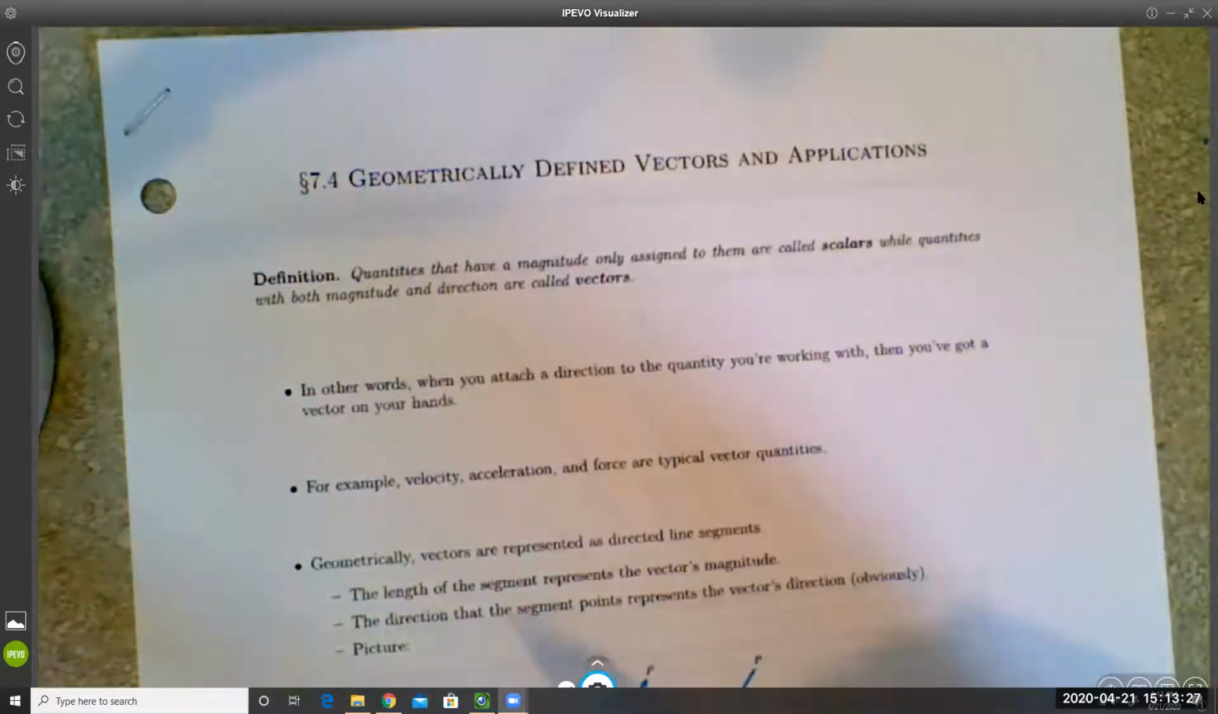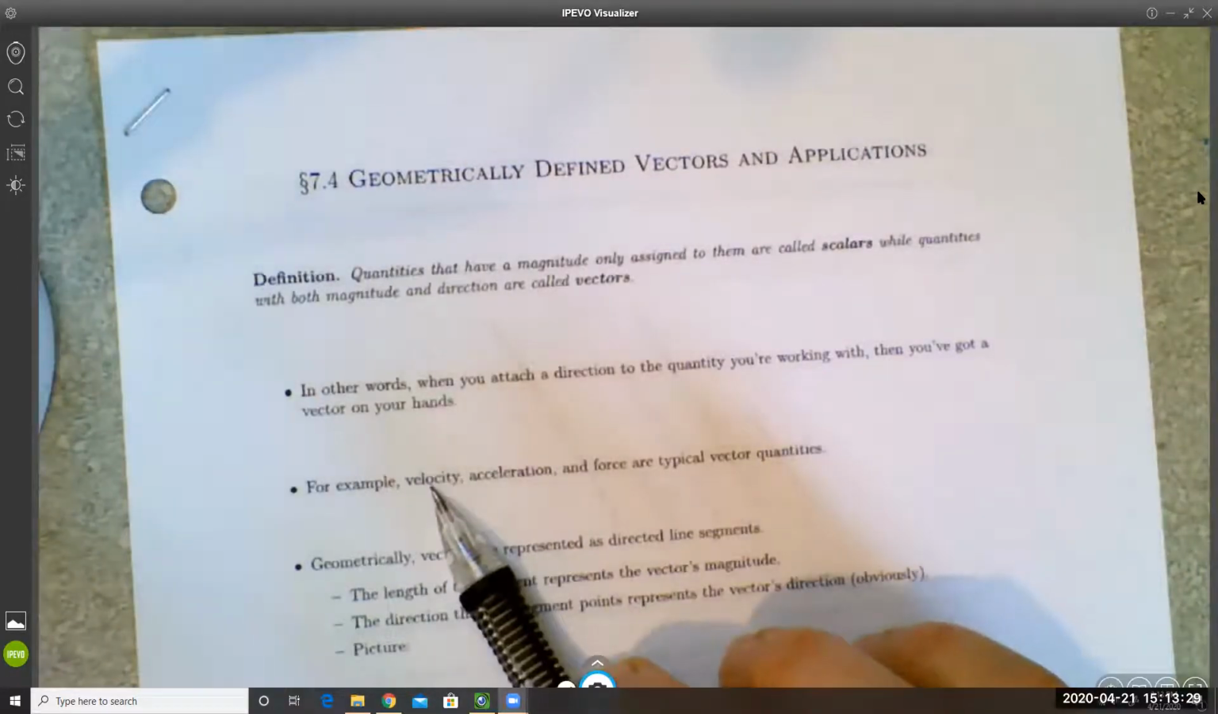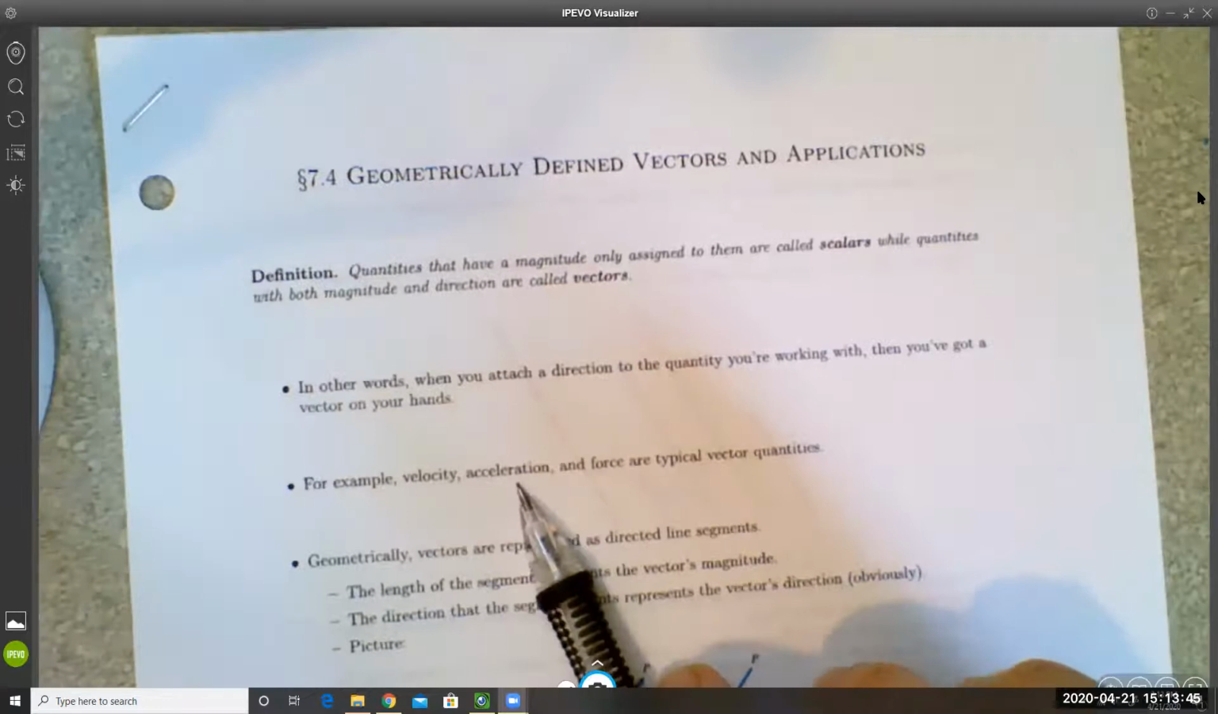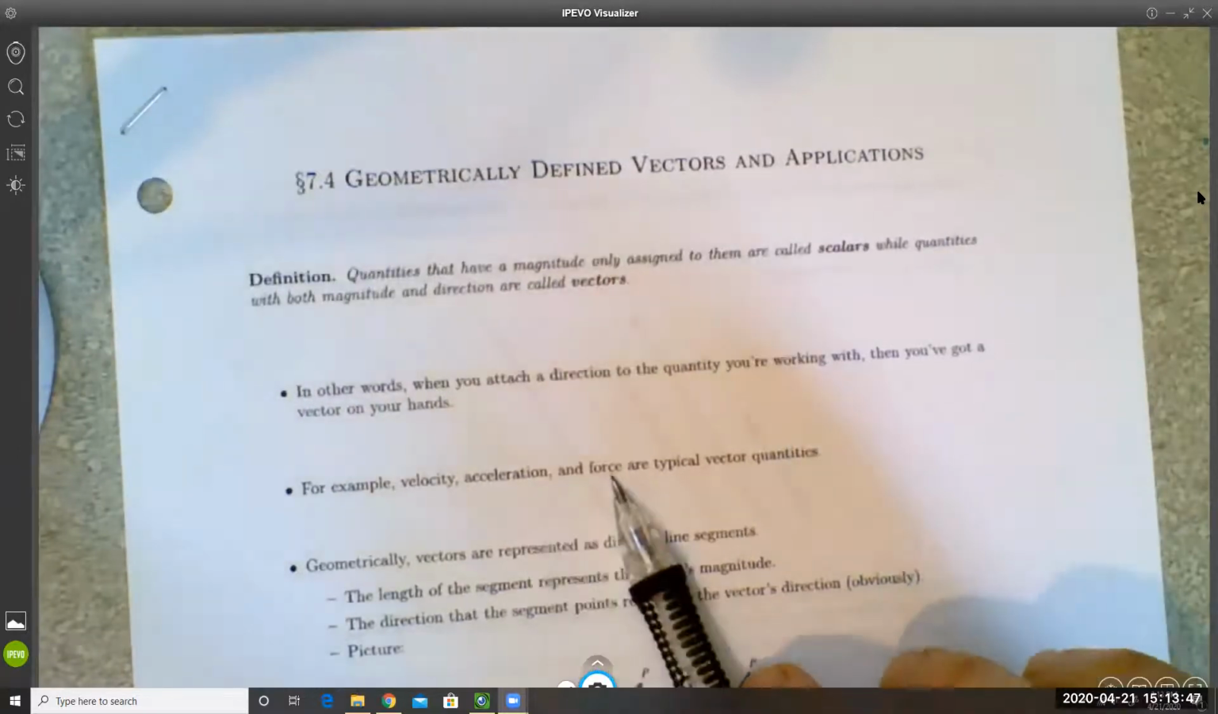So for example, velocity is a vector. You can talk about what speed you're traveling at, that would just be a scalar. But then when you assign a direction to that speed, now you've got velocity, and now you've got a vector on your hands. Same thing goes for acceleration or force.